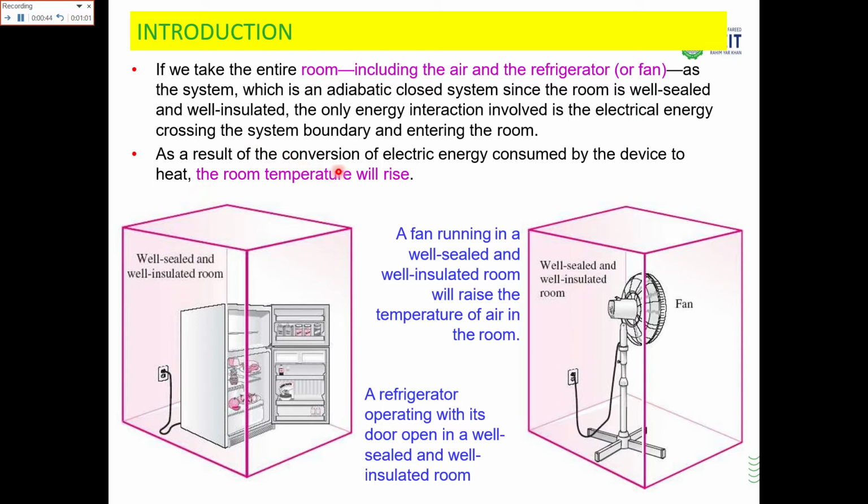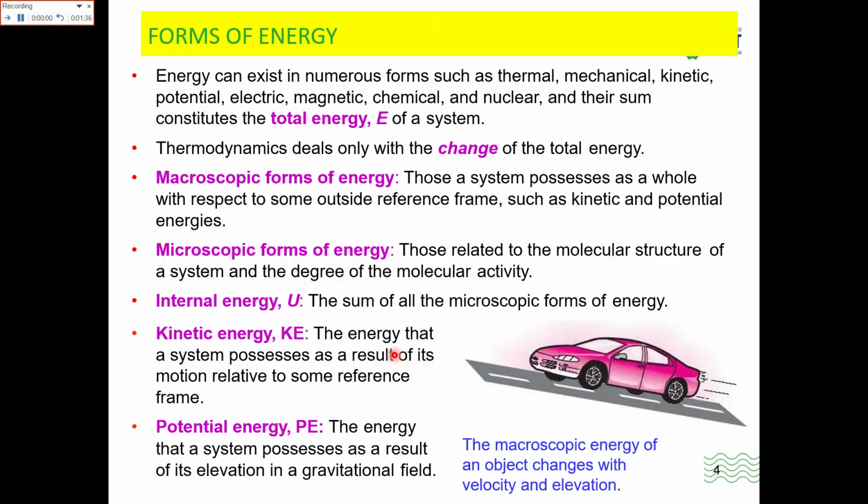So as a result of conversion of electrical energy consumed by these devices like refrigerator and fan, the room temperature will rise. So we are saying that basically we are converting our electrical energy into the heat. Here you are seeing that a fan, to which we have provided electrical energy, although it is basically throwing the air, but because of the electrical energy the heat is generated inside the motor of the fan, and because of that the temperature of the room will rise.